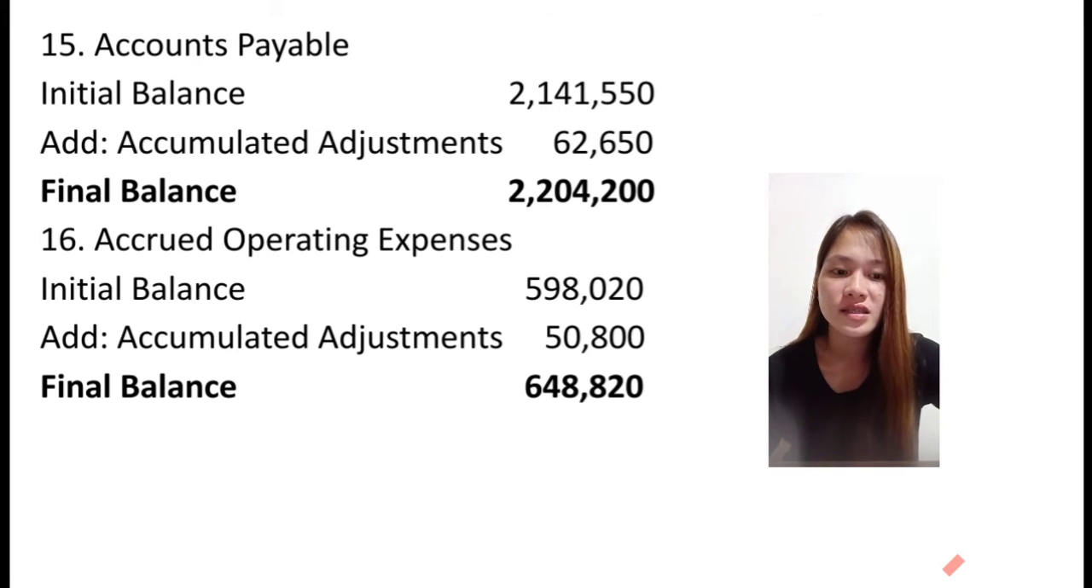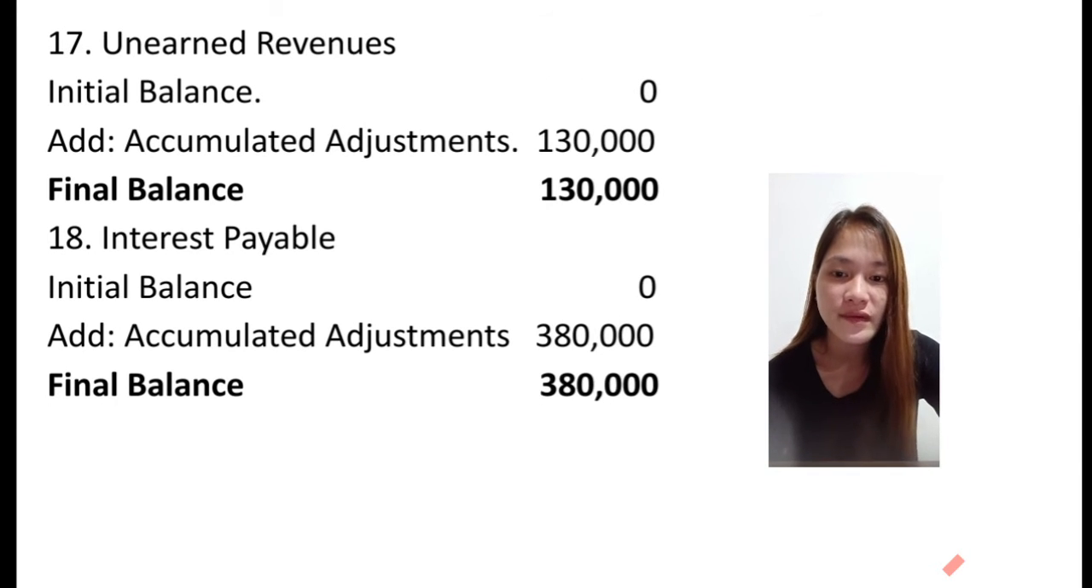Number 16, accrued operating expenses. So the initial balance is 598,020 pesos, added by the accumulated adjustment 50,800. So the final balance is 648,820 pesos.